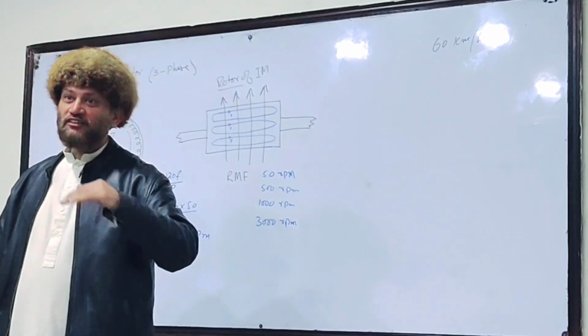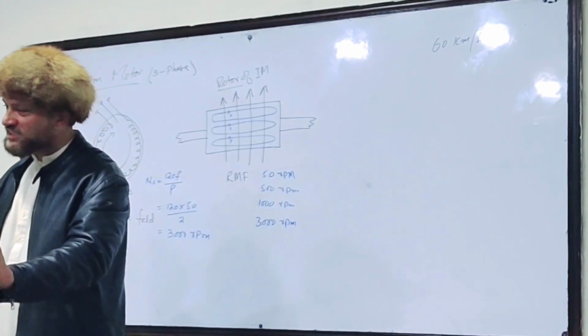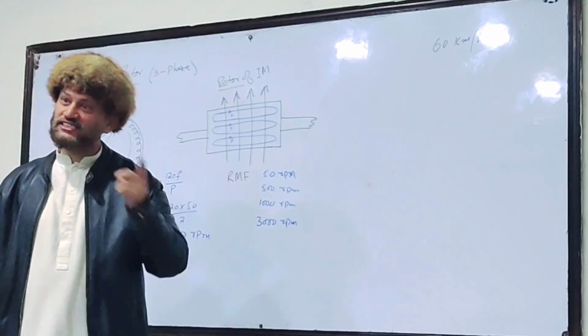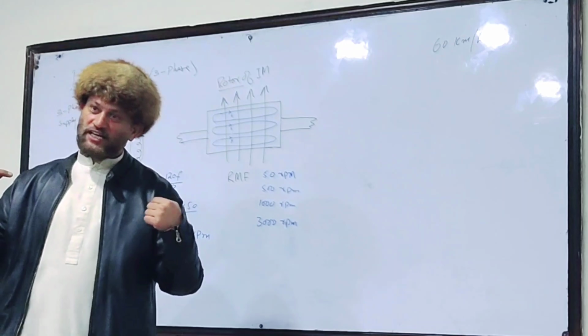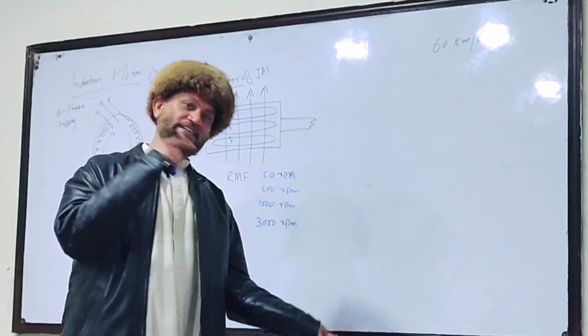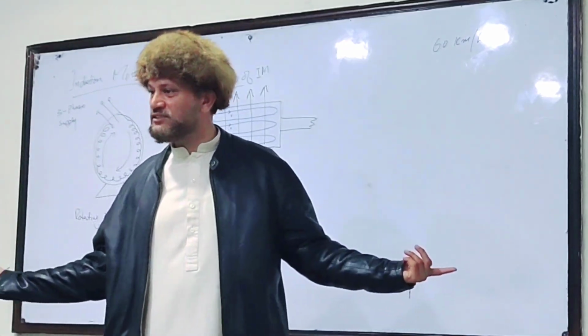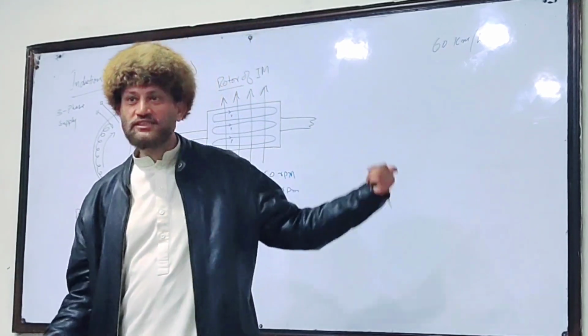And we see that when our speed is more than 60 km per hour, our battery does not discharge. The load of the car is on the engine, but the batteries are charging. Why? Where does this power come from? This power comes from this induction motor.